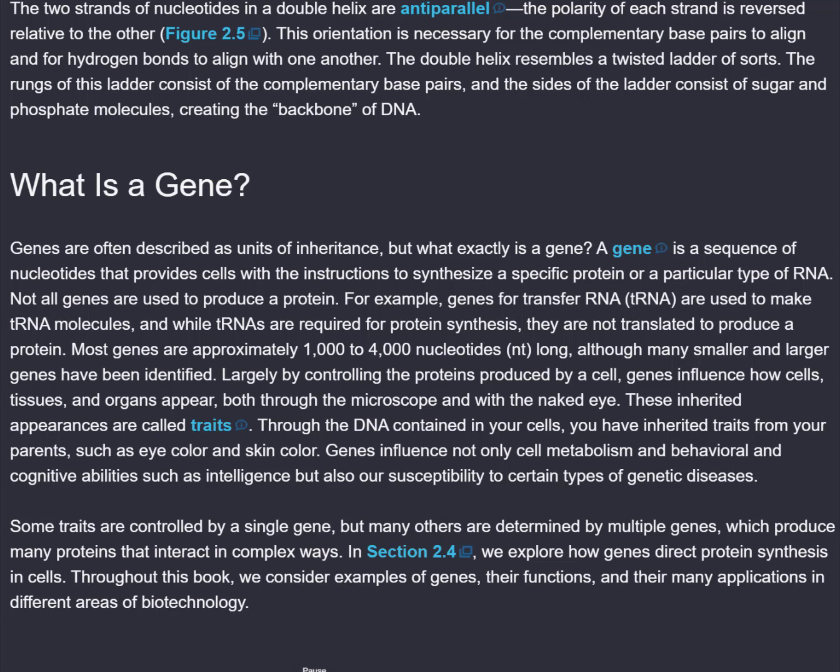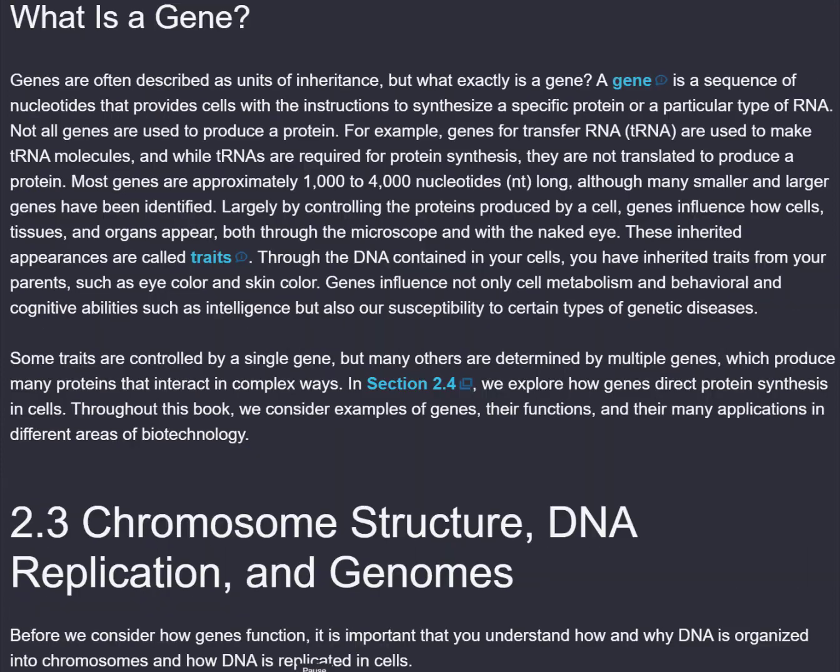The two strands of nucleotides in a double helix are antiparallel. The polarity of each strand is reversed relative to the other, Figure 2.5. This orientation is necessary for the complementary base pairs to align and for hydrogen bonds to align with one another. The double helix resembles a twisted ladder of sorts. The rungs of this ladder consist of the complementary base pairs, and the sides of the ladder consist of sugar and phosphate molecules, creating the backbone of DNA.